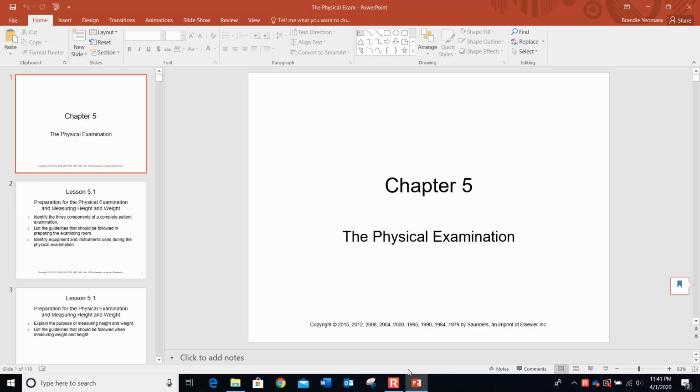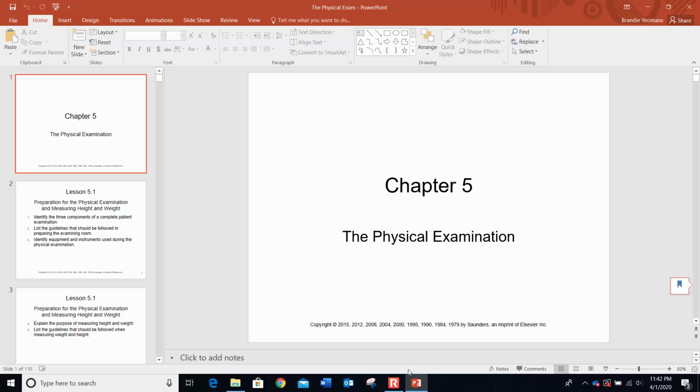So remember, it's on page 142. You have the health history, the physical exam itself, and laboratory tests. So those are really important. You've got to remember what all things are included in a complete physical exam.